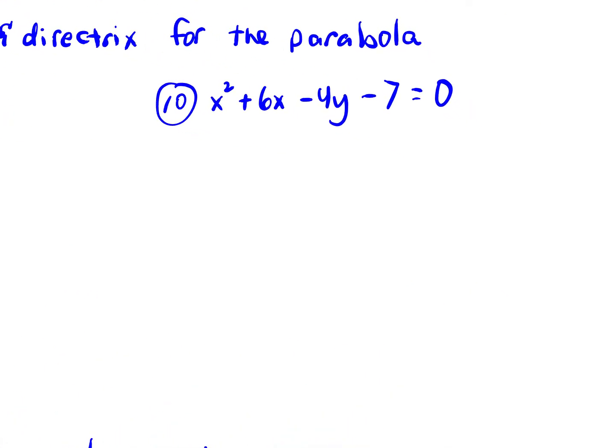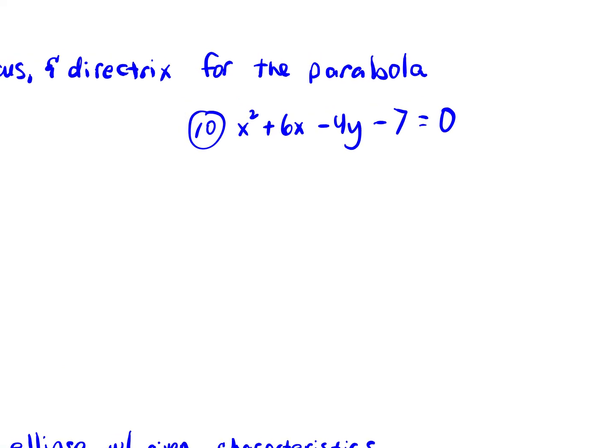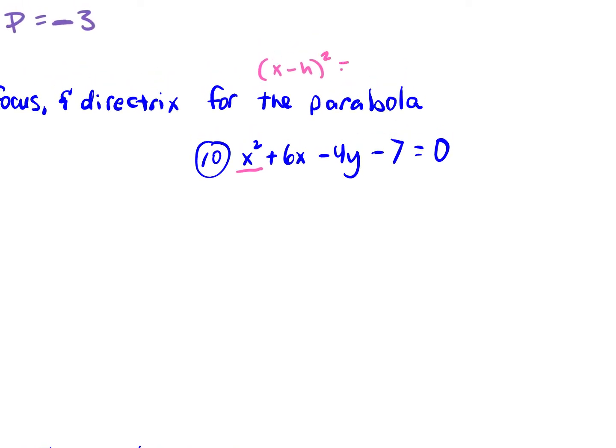All right, let's look at 10. I have to put this in standard form. So I'm going to start with my standard form equation. How do I know if I'm going to use the x squared one or the y squared one here? I use the x squared one because my x is squared. So it's going to be (x minus h) squared equals 4p times (y minus k). So I need to get this equation to look like this.